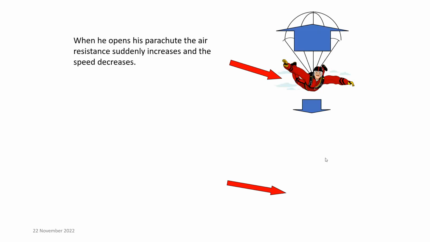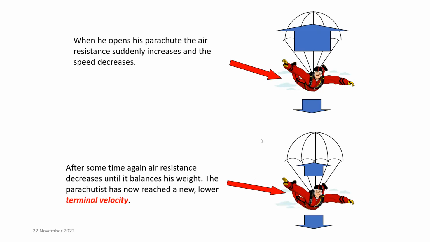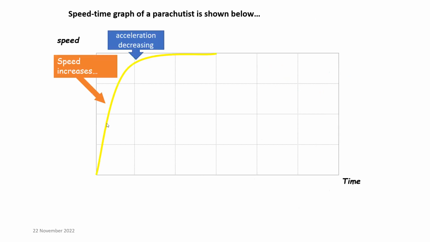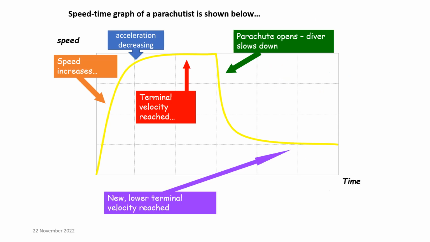Then the moment he opens the parachute, air resistance is more than the weight, so he will decelerate, and then air resistance will decrease because the speed is decreasing. And again, he reaches a new terminal velocity, which will be a lower terminal velocity. So this is the graph. First, speed is increasing, then acceleration is decreasing, then there is no acceleration, or a terminal speed. The moment he opens the parachute, he slows down, so he decelerates, and he will reach a new terminal velocity.